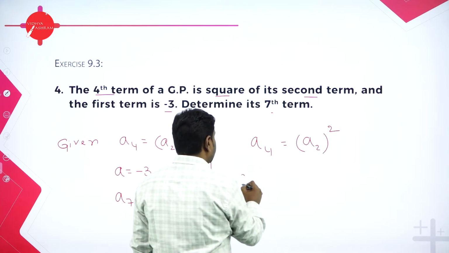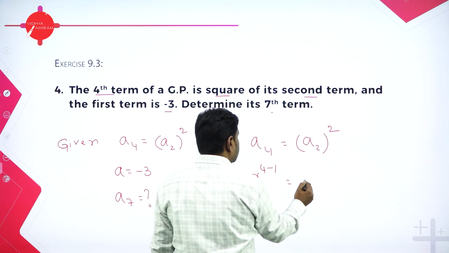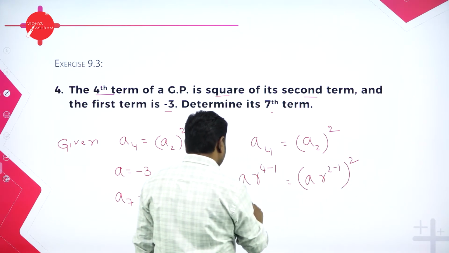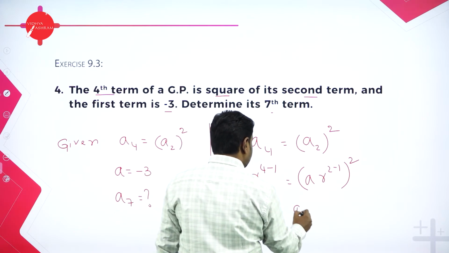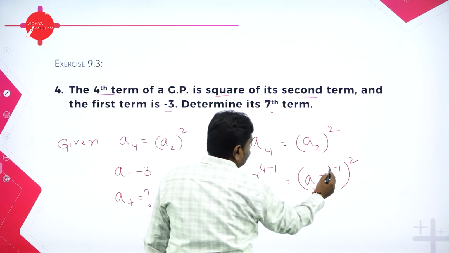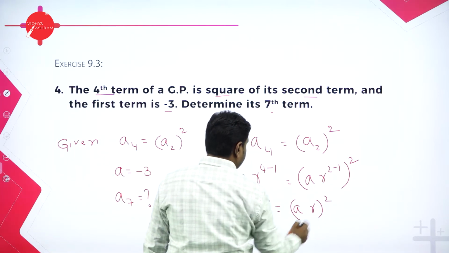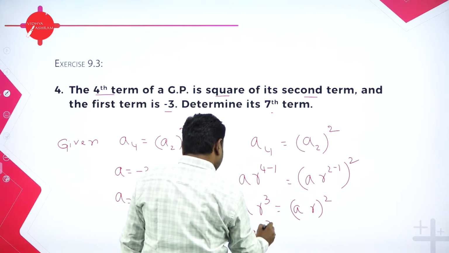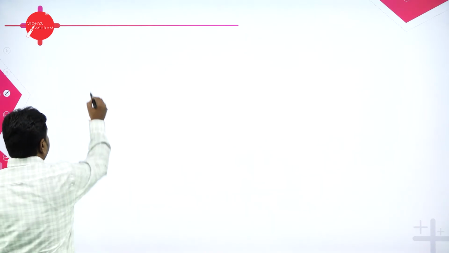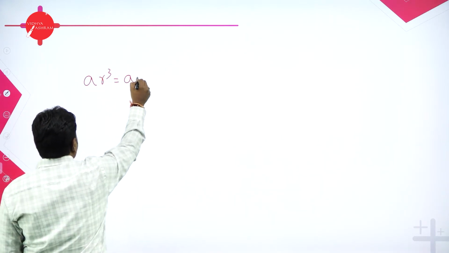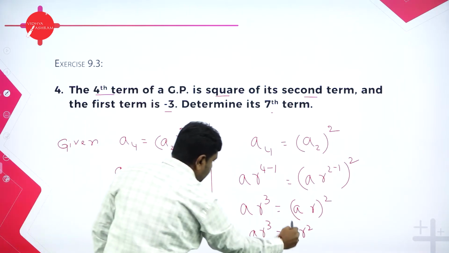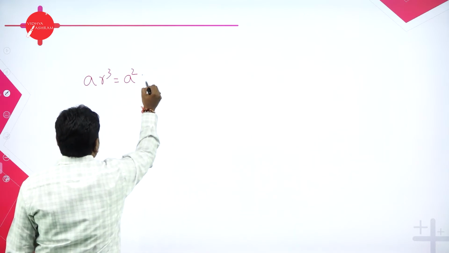What is the A4 formula? A into R power 4 minus 1. So what is the A2 formula? A into R power 2 minus 1, whole square. So that is A into R cube is equal to A square in A into 2 minus 1, which is AR. This will become AR whole square. Now AR cube is equal to AR whole square, so take the square inside: A square R square.